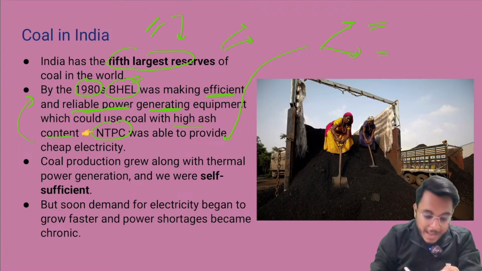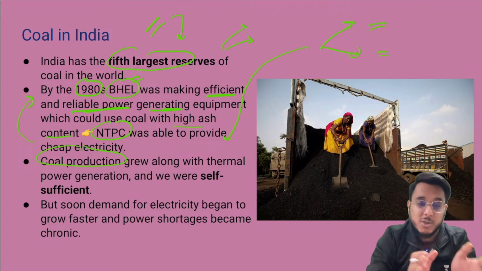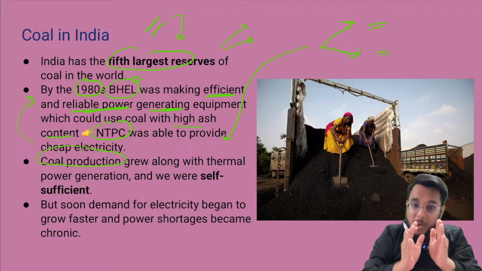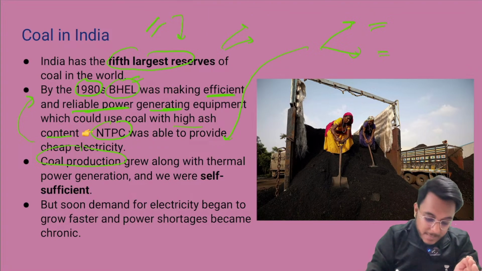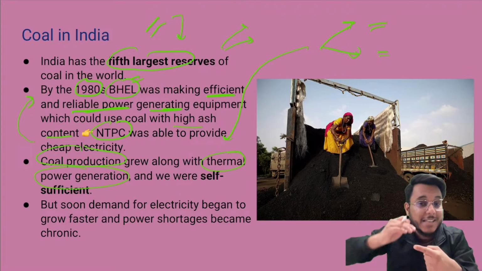So basically, because cheap electricity was provided, impetus to industrialization came, the living standard of the people improved, and that was very good. Over the years, coal production in India has increased. We have given grants for many new coal fields. Coal production has increased, but at the same time, thermal power demand and thermal power generation has increased with even more speed.